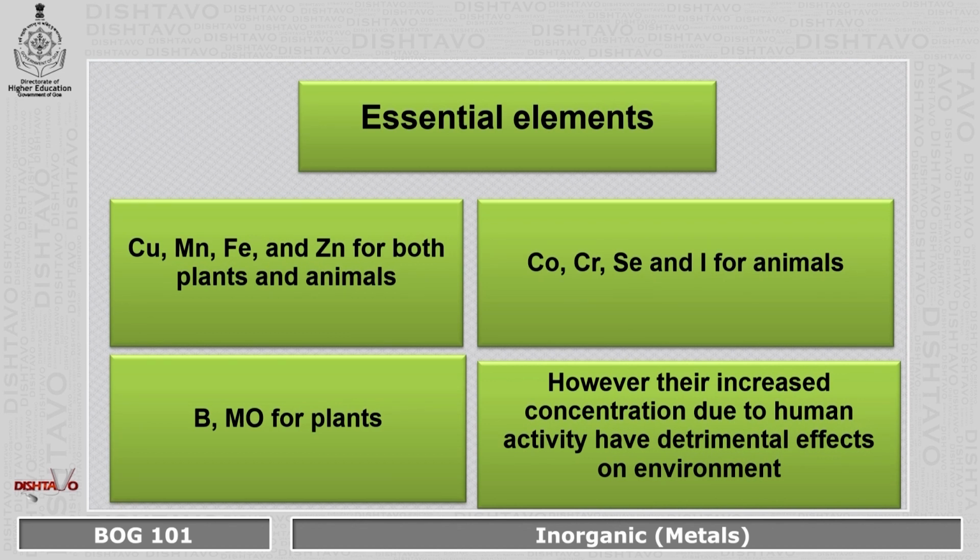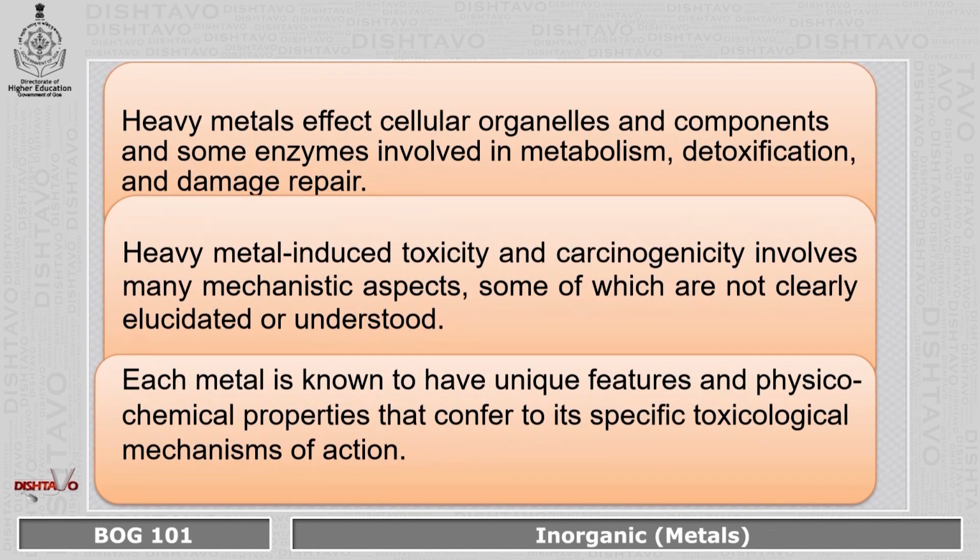But when the concentration of these metals gets increased beyond a limit due to human activity or pollution caused by human activity, they are toxic to the environment. Heavy metals affect different cellular organelles, cellular processes and enzyme processes inside the body and cause drastic changes in them. They will interact with the cell membrane, cellular organelles, and cellular enzymatic activities.